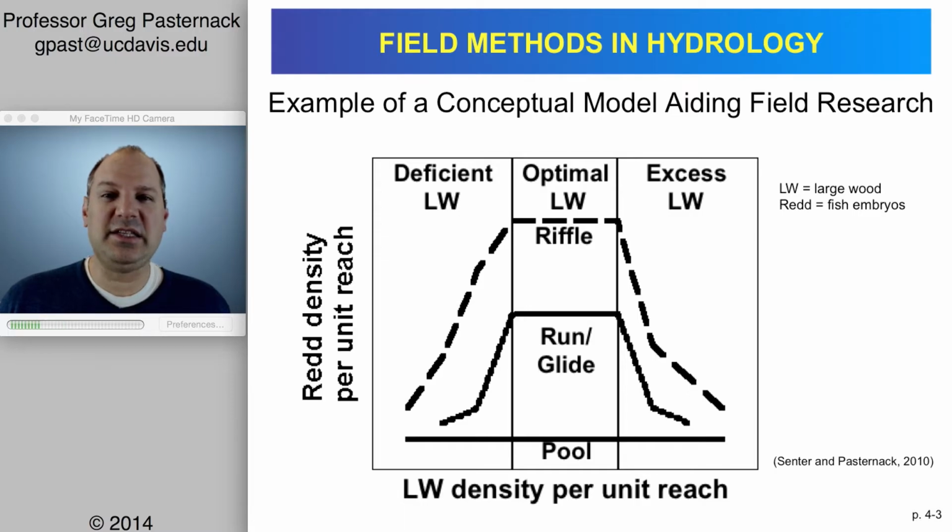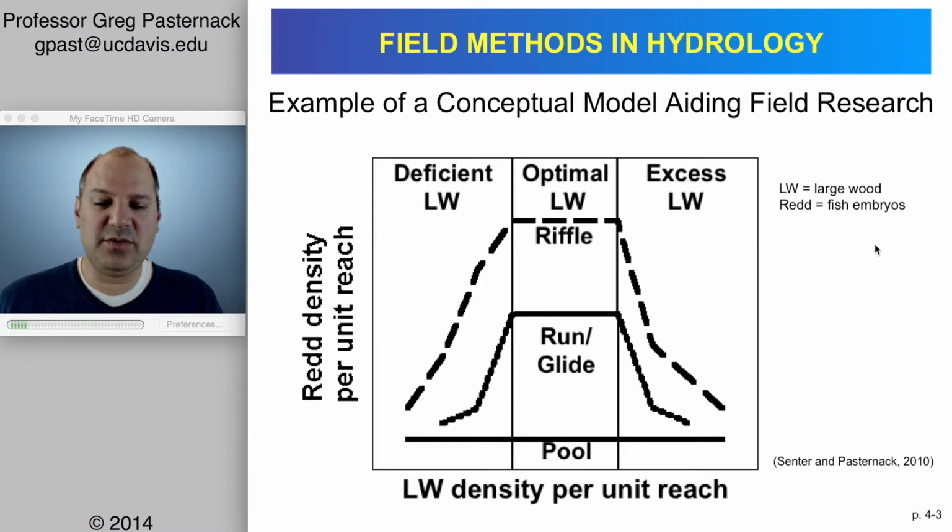The y-axis on this plot is called redd density. So redds are pods of fish embryos that are placed into a river by Pacific anadromous salmonid fish. So for example, Chinook salmon or steelhead salmon. And what this simple diagram shows are a variety of ideas about how Anne conceived that the phenomena would work.